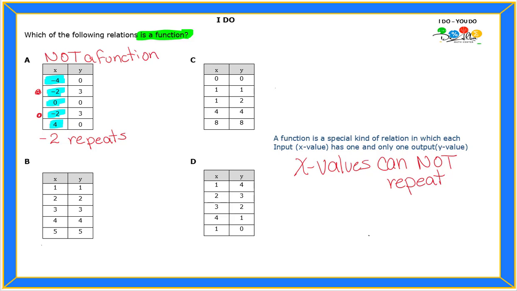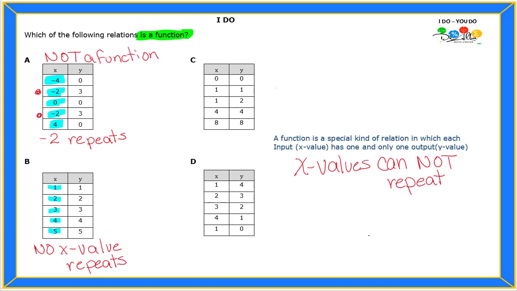Okay, let's check B. I'm gonna do the same thing. We're gonna highlight the x values, only the x values. Okay, and now I want you to see the numbers 1, 2, 3, 4, 5. Do you see any number that repeats? Any x value repeating? No, no x value repeats.